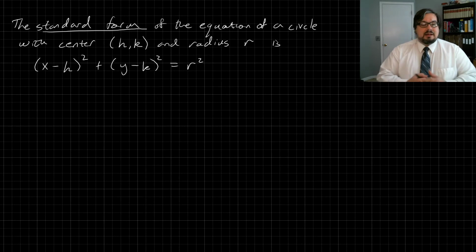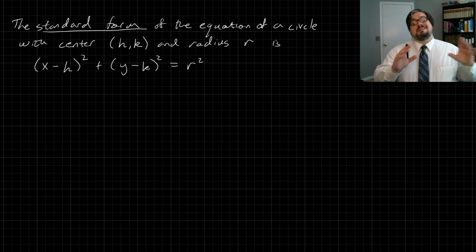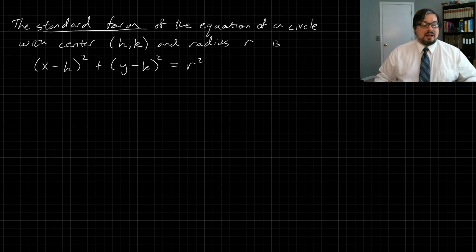So this formula allows us to do a couple of things. It allows us to graph equations that are in this form, because we know that the graph of the equation will be a circle, and we can identify its center and radius. And this also allows us to start with a circle and find the equation that has that circle as a solution set.